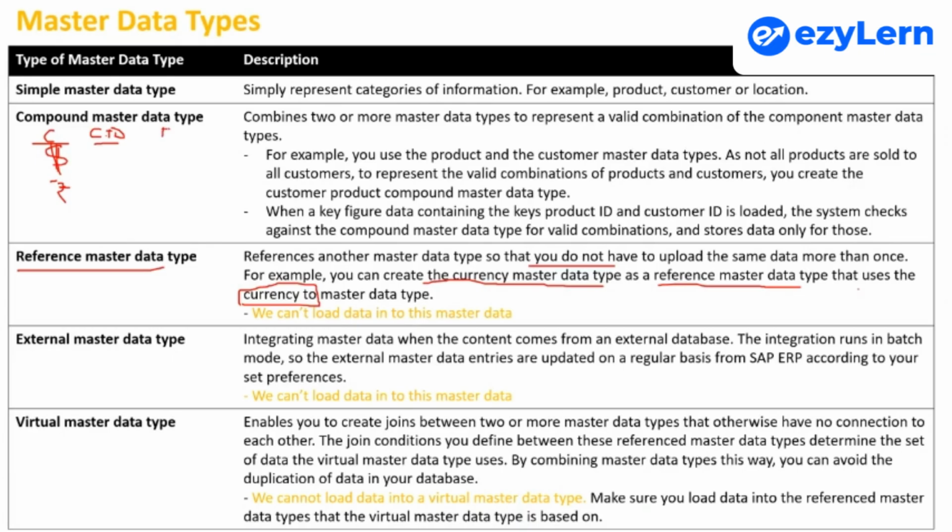And then there's another master data, compound master data, where we have something called exchange rate. So the exchange rate will say that for $1, 1 rupee, the exchange rate is 68 rupees.